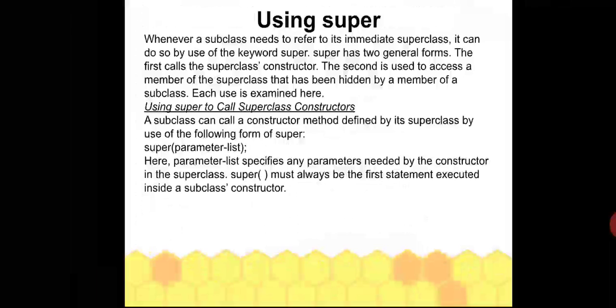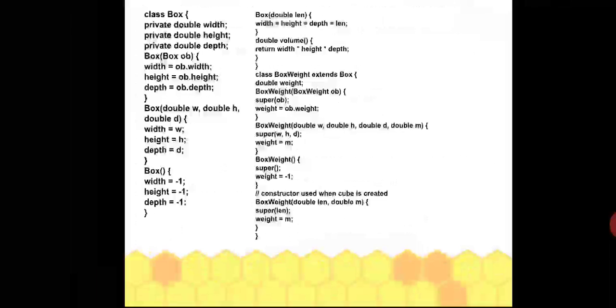With the code you will get a better idea. In theory you may get confused, but whenever you use the super keyword, you are going to call the constructor of the immediate superclass. Here the parameter list specifies any parameters needed by the constructor in the superclass. The super method must always be the first statement executed inside the subclass constructor. Now we will see how exactly we can implement this in code.